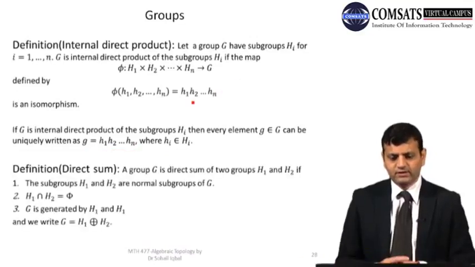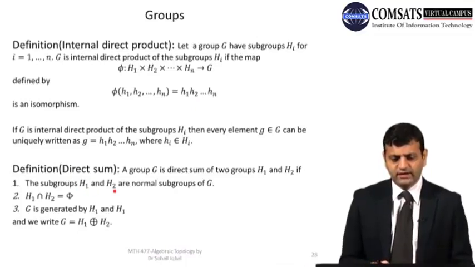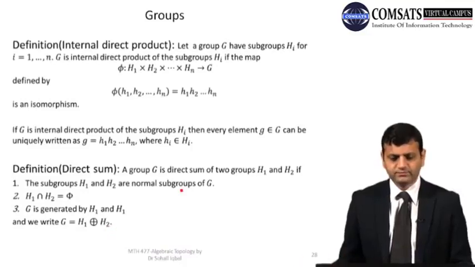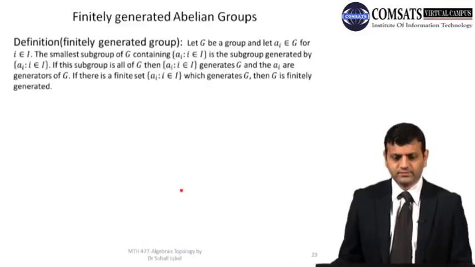So what is a direct sum? A group G is the direct sum of two groups H1 and H2 if the subgroups H1 and H2 are normal subgroups of G, their intersection is trivial, and G is generated by H1 and H2, and we write G is equal to H1 direct sum H2. So once again we will see many examples of this direct sum later in our course.